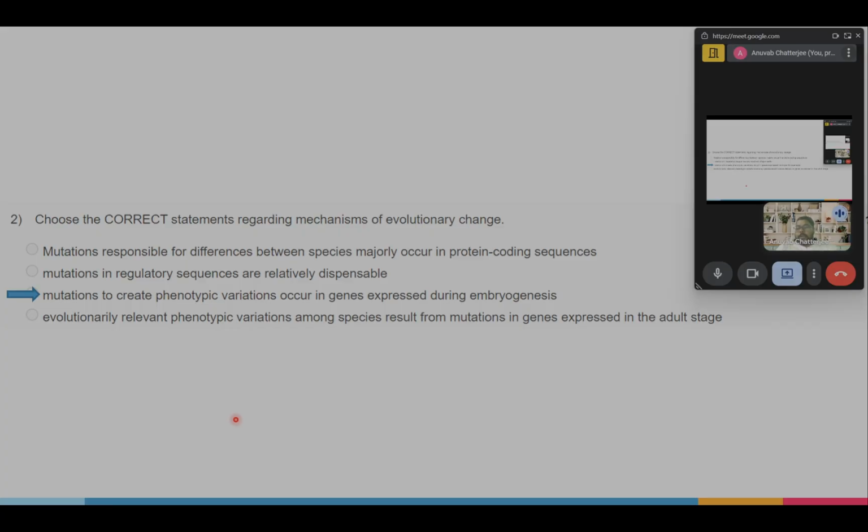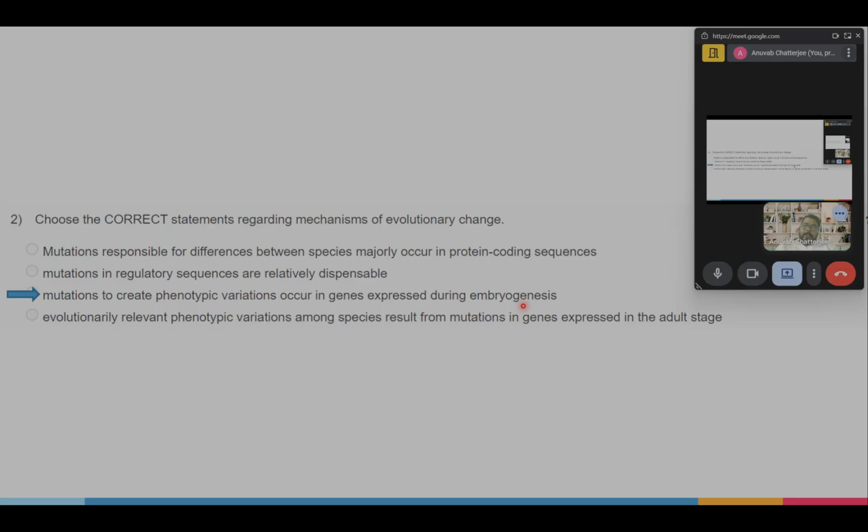So choose the correct statement regarding mechanism of evolutionary change. The correct option is mutations to create phenotypic variation occur in genes expressed during embryogenesis, because later on in different organisms, the genes being expressed do not cause changes in morphogenesis or changes in the body plan itself, which are required for adaptation.